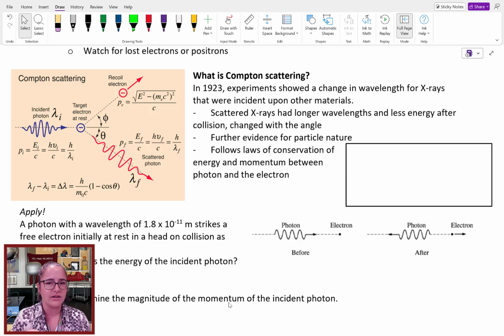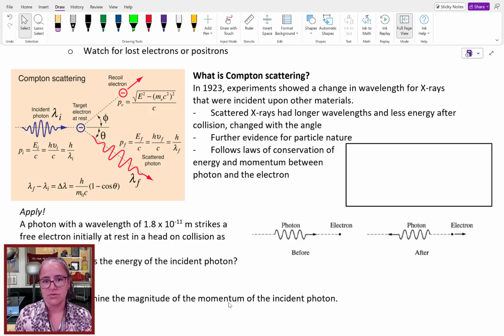So let's talk a little bit about Compton scattering. Compton scattering is another nuclear process where we apply a lot of these conservation laws, and was another one of the big pieces of evidence for light as a photon and for this nuclear theory.